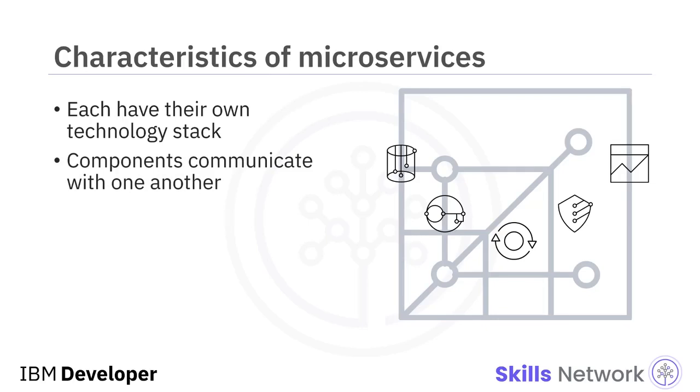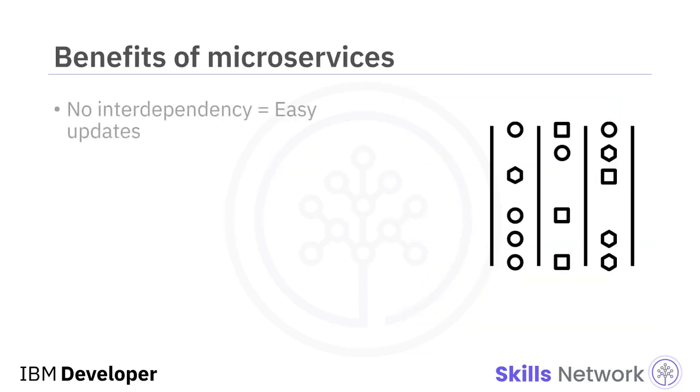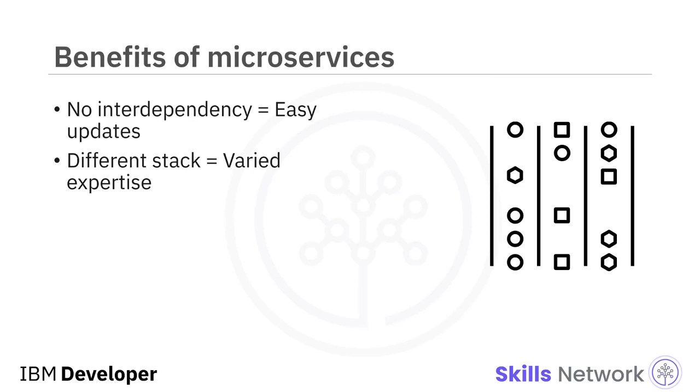Microservices components communicate with one another over a combination of REST APIs, event streaming, and message brokers, and they are segregated and organized by business functionality with the line separating services referred to as a bounded context. Since there is no interdependency between services, you can update code more easily to add new features or functionality without touching the entire application. Each team can choose its own technology stack, which suits its needs and expertise to build components for which the team is responsible.